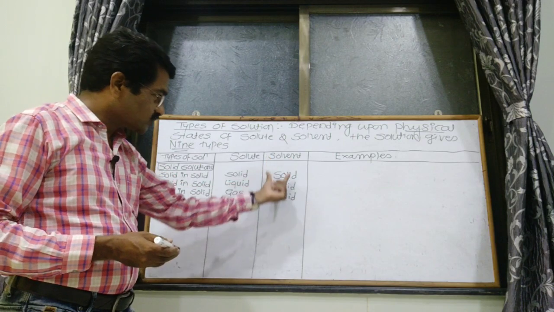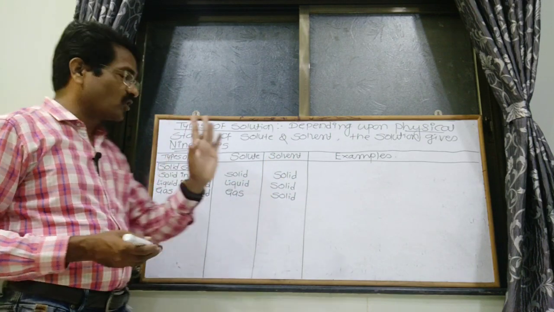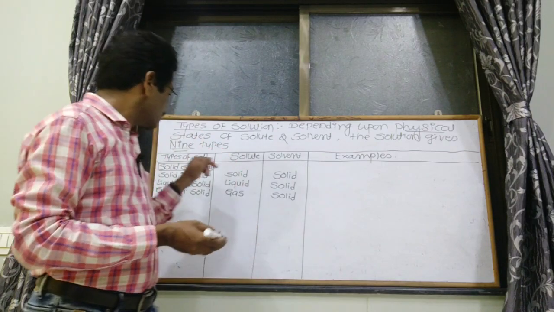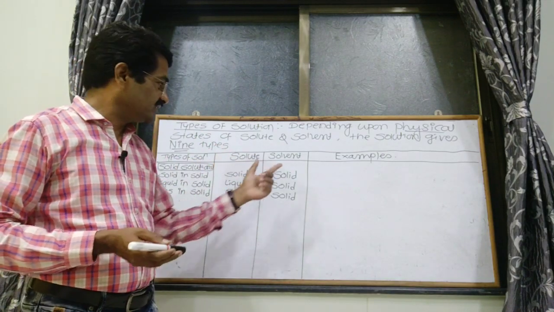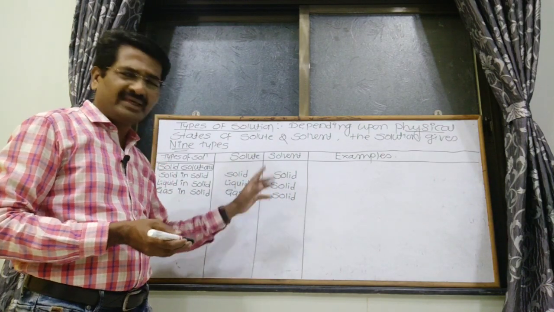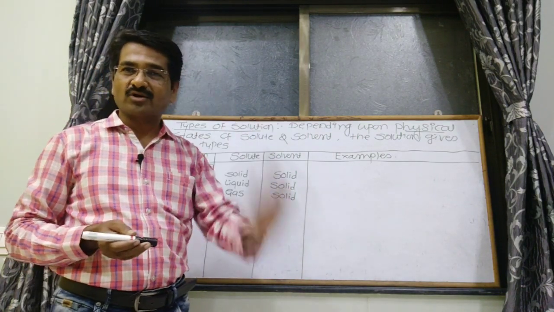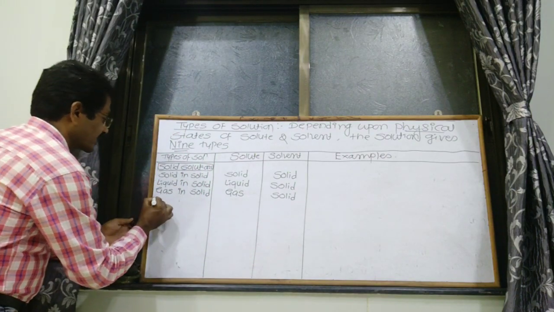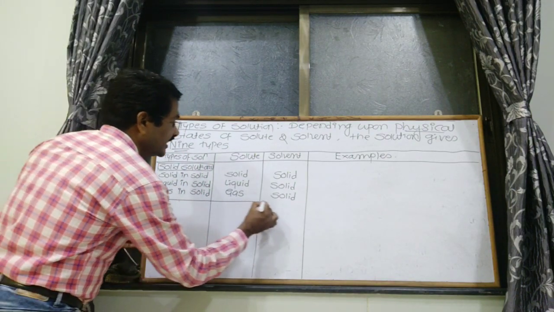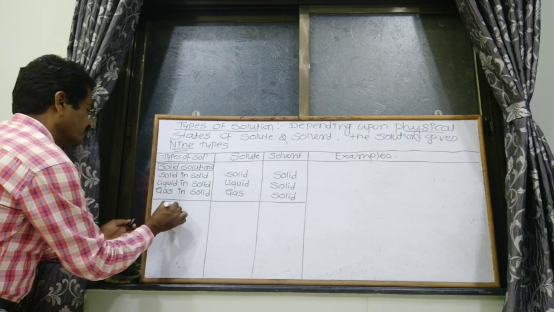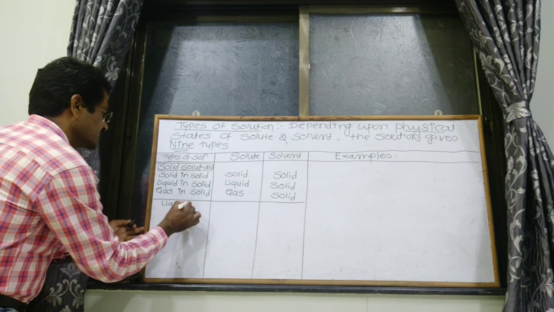If the solvent is solid, then all those solutions are called solid solutions. Understand that? What are solid solutions? The solutions in which the solvent is always solid, but the solute may be anything, are called solid solutions. Second one next is the liquid solutions.